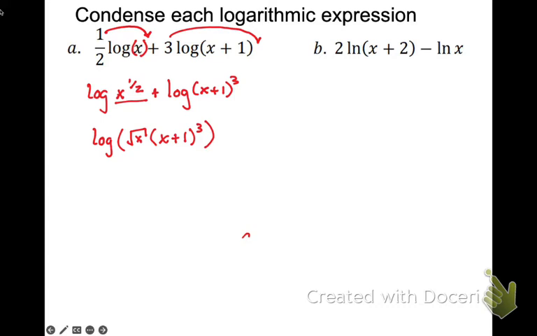Okay, what about the next one? You'd put the 2 back. I don't usually write that step. And then what's this? Division. So we have the natural log of (x plus 2) quantity squared over x, because that square is only on the x plus 2.